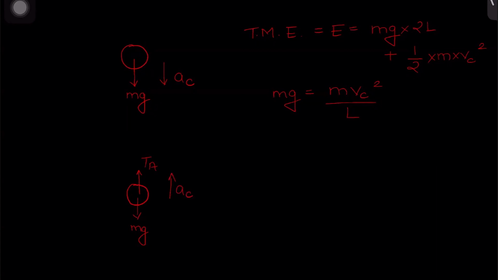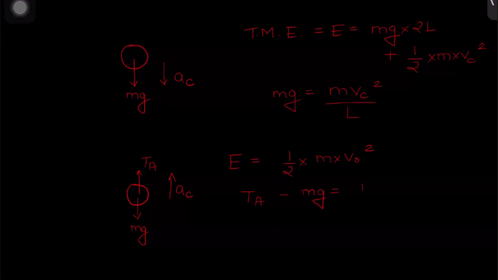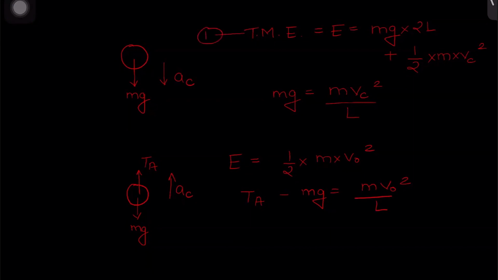Okay, so it's C, it is the denotation of C. So here we got energy as half m v naught square, correct? And similarly we got T_a minus mg is equal to m v naught square by m. Okay, so now we can equate equation number 1 with equation number 2.